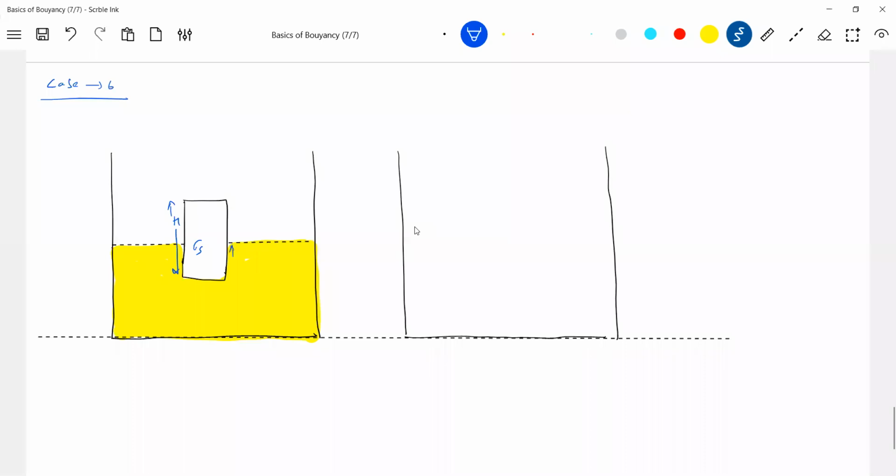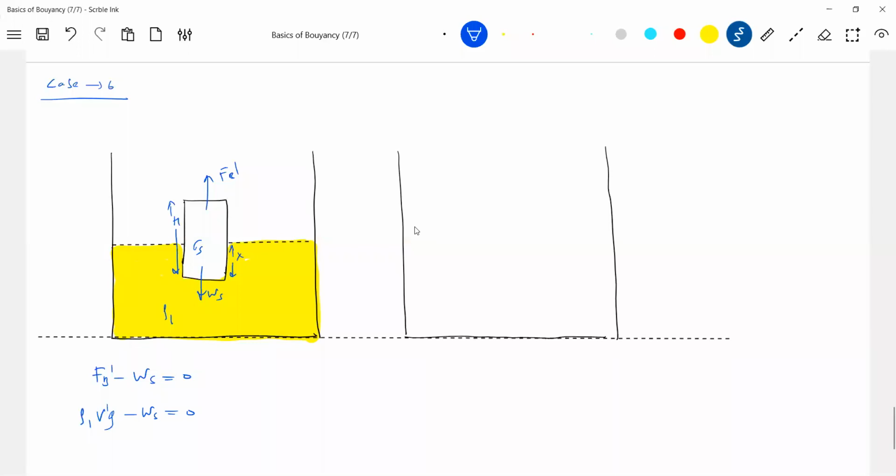Cylinder of height H, some length X is immersed. So this is rho 1. Now let's calculate the buoyant force. At equilibrium, the buoyant force equals the weight of the solid, so the net resultant force should be 0. So what is the buoyant force? Density of liquid rho 1, volume immersed V dash, into G, equals the weight of the solid.